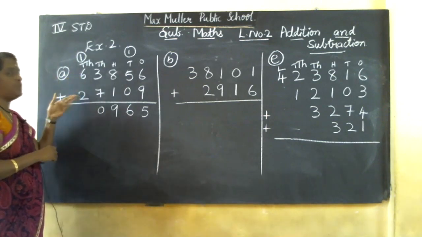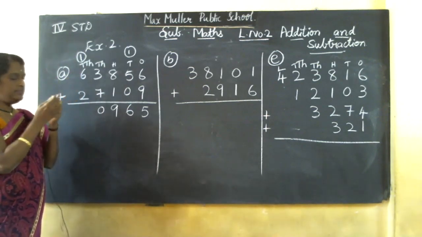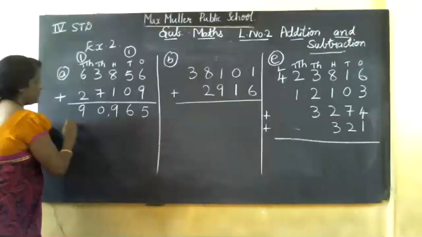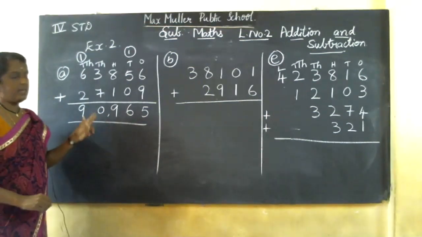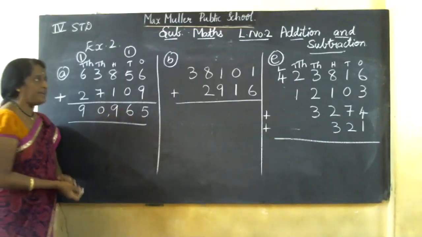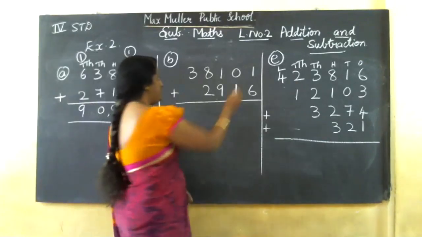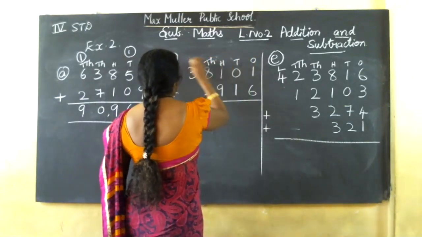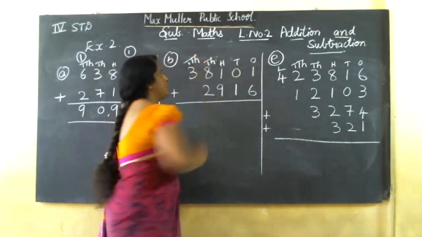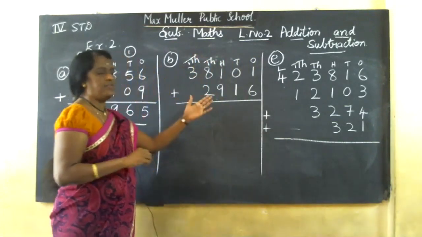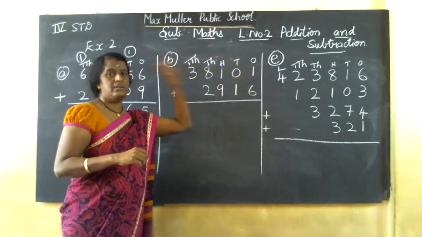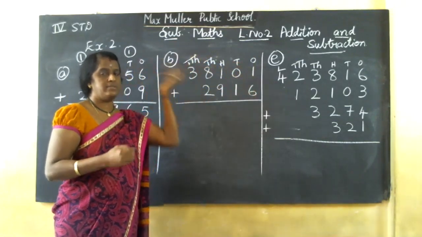So 6 plus 2, 6 afterwards, 7, 8. 8 plus 1, 9. 90,965. Now this also same. So 5-digit number and 4-digit number. Here no carry. See 1 plus 6, 1 in the mind, 6 on my finger.